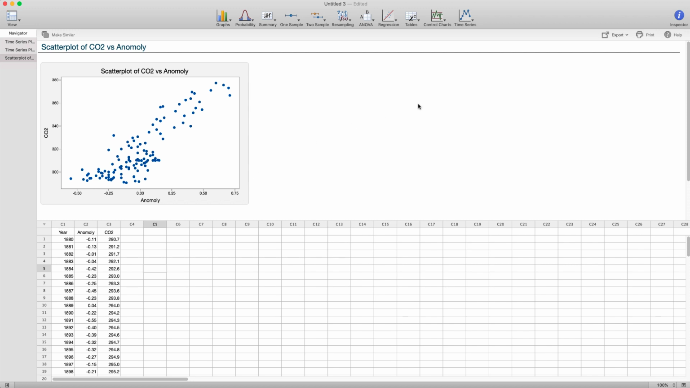So that was an overview on time series and scatterplot that we did on these couple of data sets.